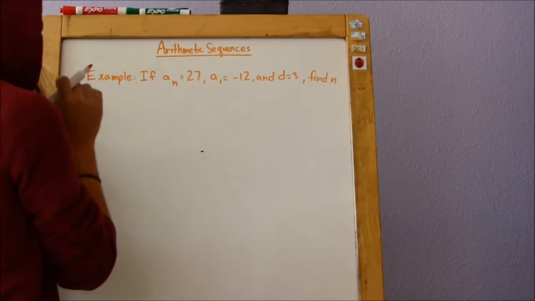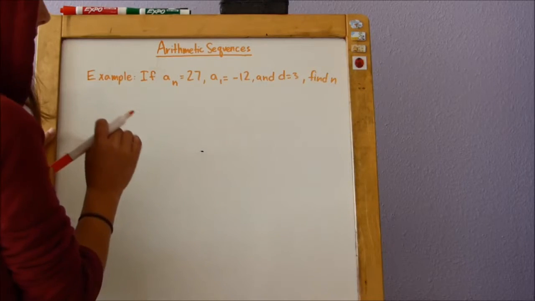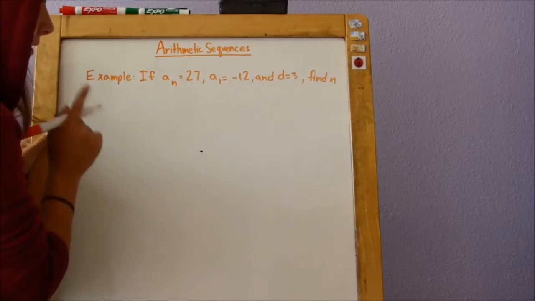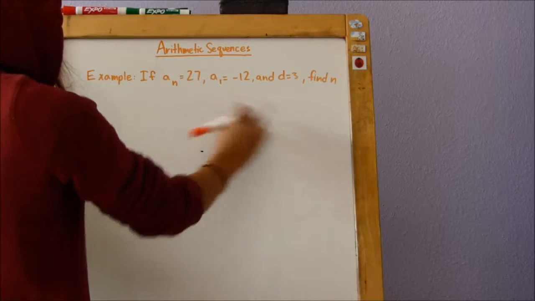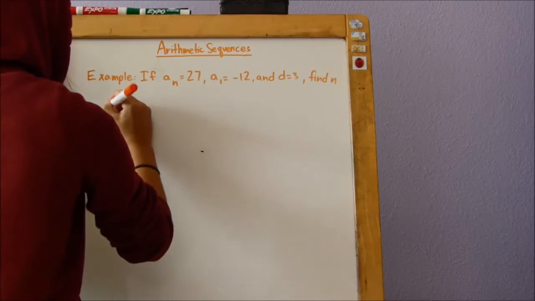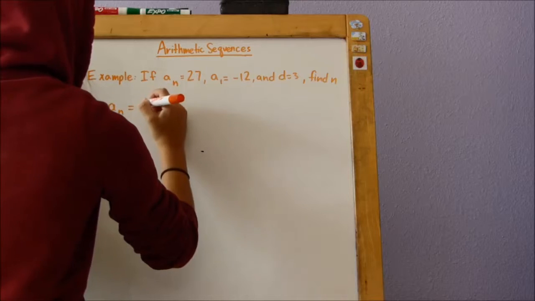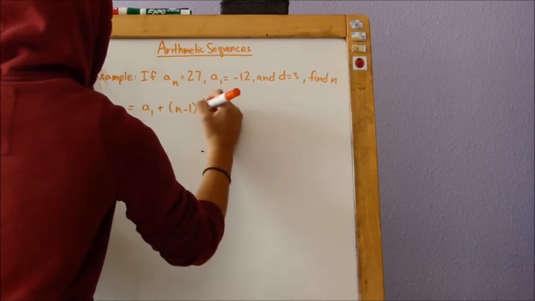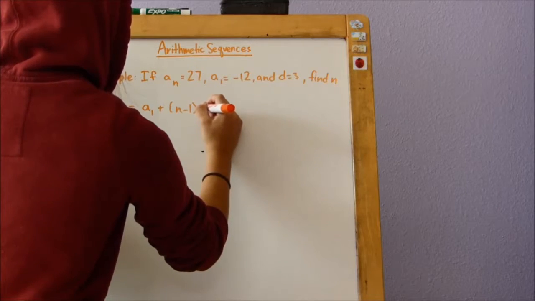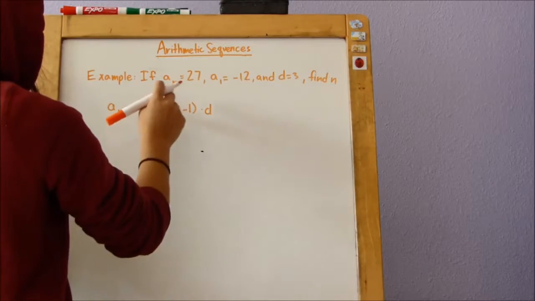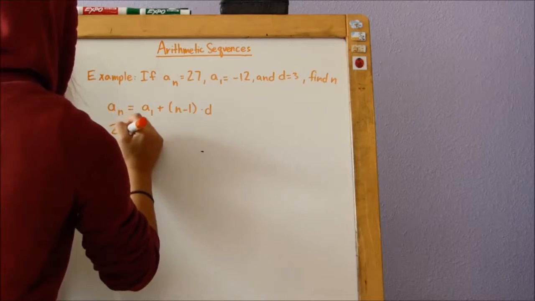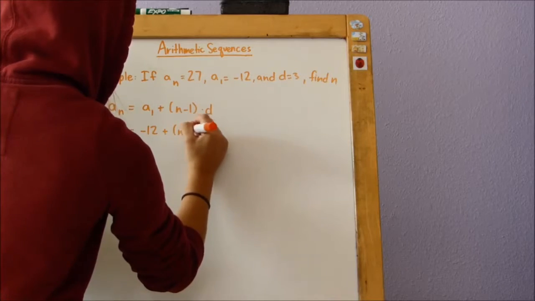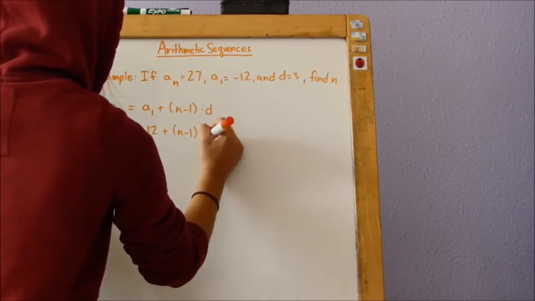The example is: if AN equals 27, A1 equals -12, and D equals 3, find N. The first step of solving this type of problem is always plugging in the known information. We know our explicit formula is AN equals A1 plus N minus 1 times D. So we're going to put in everything we know: 27 equals -12 plus N minus 1, we don't know what N is, times D.